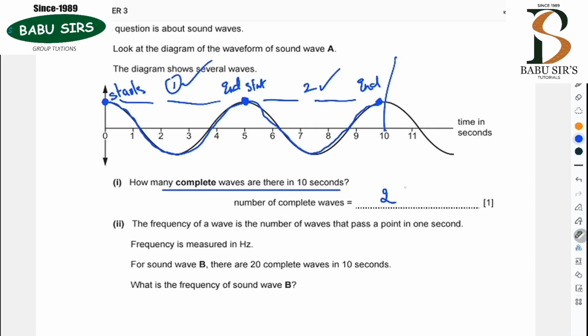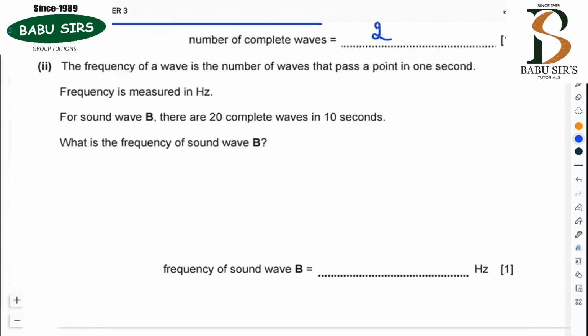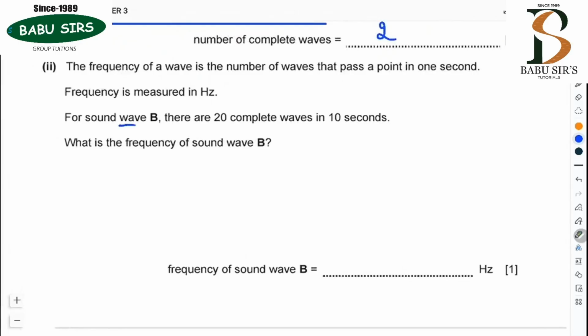Next question, it is not about sound wave A. So there is a new sound wave B. So they have given the formula. Frequency of a wave is the number of waves in 1 second. So frequency is the number of waves in 1 second. Frequency is measured in hertz, Hz.